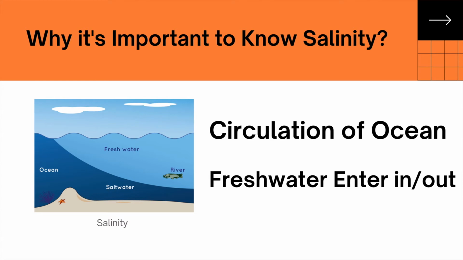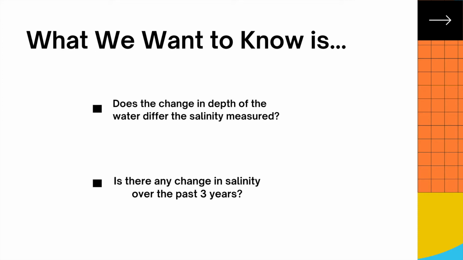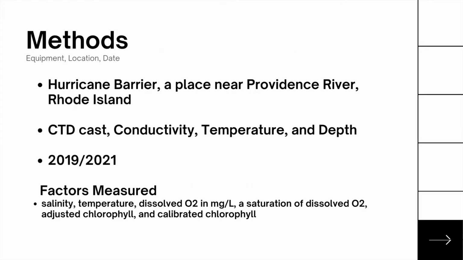So what we want to know from this study is first, does the change in depth of the water affect the salinity measured? And second, is there any change in salinity over the past 3 years? In doing so, researchers have conducted a field experiment on measuring the salinity of these sites. Thus, researchers have chosen 3 sites: Hurricane Barrier, Pawtuxet River, and Conanicut Point.